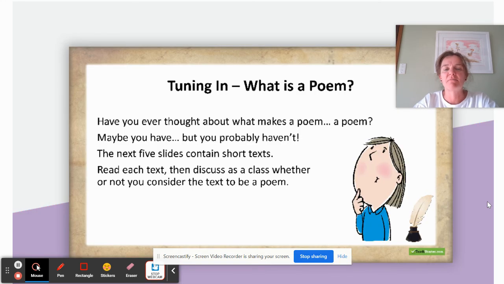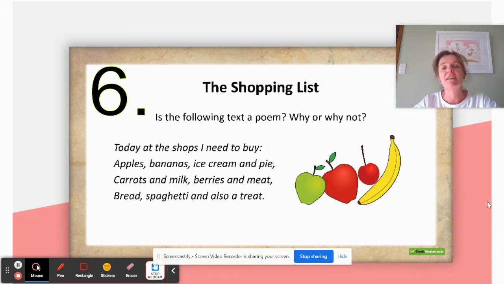Now, we've got some writing. Tuning in, what exactly is a poem? Have you ever thought about what makes a poem a poem? Maybe you have, but you probably haven't. The next 5 slides contain short pieces of writing. Read each text and then discuss whether, we can't do it as a class unfortunately, but whether or not you consider this is a poem or not. So on your paper, you can write number 6. And this writing is entitled The Shopping List. Is it a poem? Why or why not?